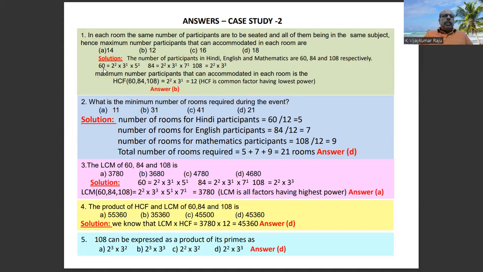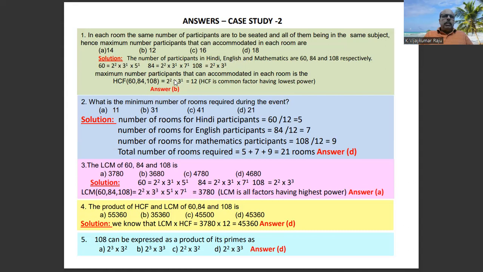So let's factorize 60. 60 can be written as 2 raised to 2, 3 raised to 1, 5 raised to 1. 84 could be written as 2 raised to 2, 3 raised to 1, and 7 raised to 1. 108 can be written as 2 raised to 2 into 3 raised to 3. The maximum number of participants that can be accommodated in each room is the HCF of all these three numbers. When you say HCF, what we have to do? We have to take the common factor and the lowest power. So if you see here 2, 3, 5, 2, 3, 7, 2, 3, that means 2 and 3 are the only factors common to all the three numbers.